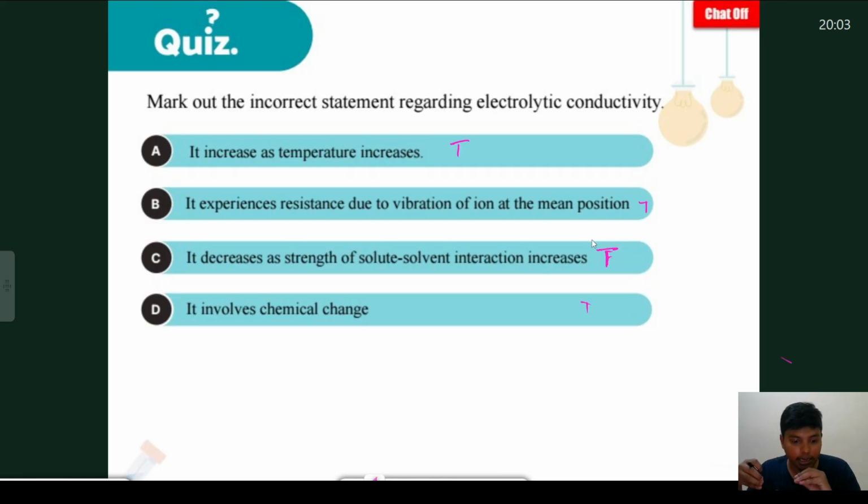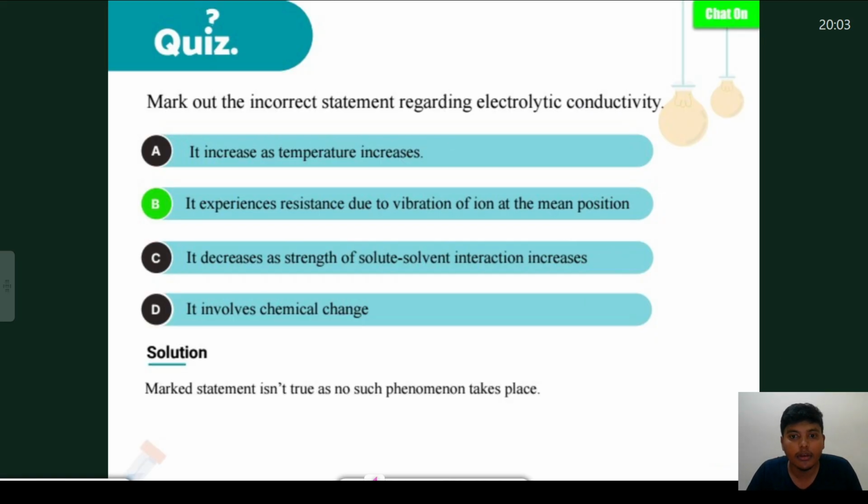Will the ion make it? Yes or no? If the ion is there, then only this is there. If vibration is there, that doesn't matter. In electrolytic conductivity, we are not talking about vibration of the ions or vibration of the electrons. We'll only talk about the movement of the electrons and ions.